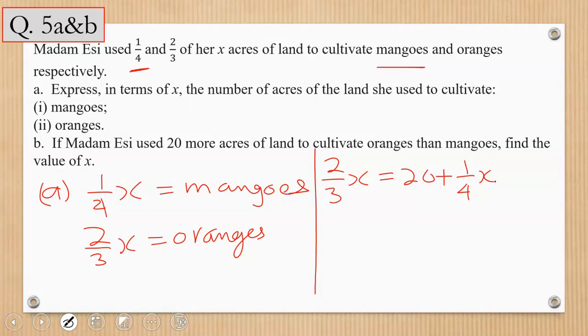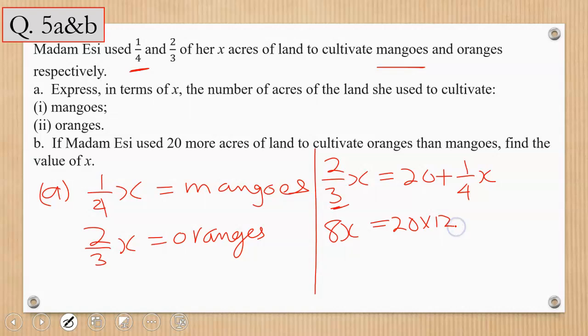To solve this equation, the easy way out is to find the LCM and multiply through by the LCM. The LCM is 12, so we multiply everything by 12. So 3 divides 12 as 4 times, and 4 times 2 will give us 8x. And then 20 also times 12.